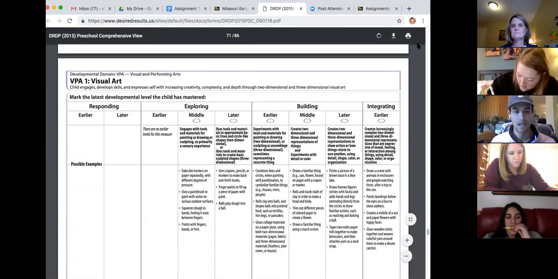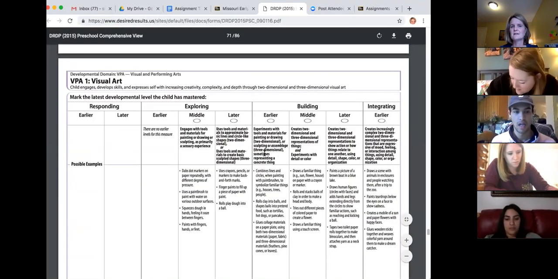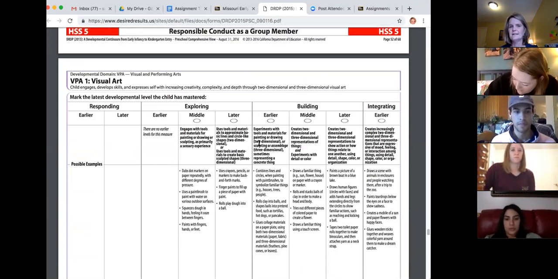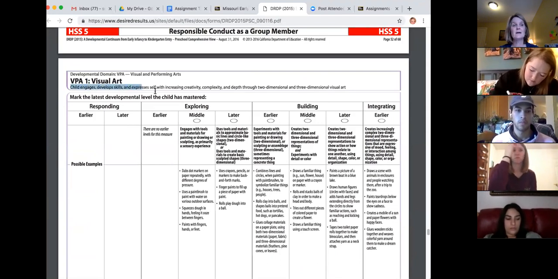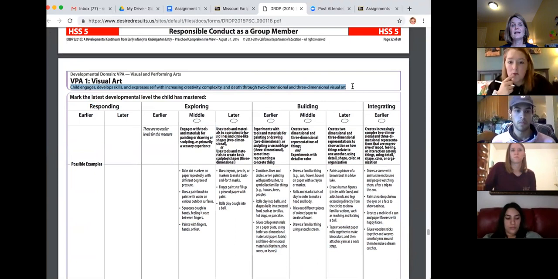So we've got visual art here. Experiments with tools and materials for painting and drawing. You can see how it moves across. So guys, in a minute, we're gonna take these ideas and move them into the objectives for your activity plan. Right up here at the top, where I'm highlighting with my cursor, can you see that? That's the actual standard.